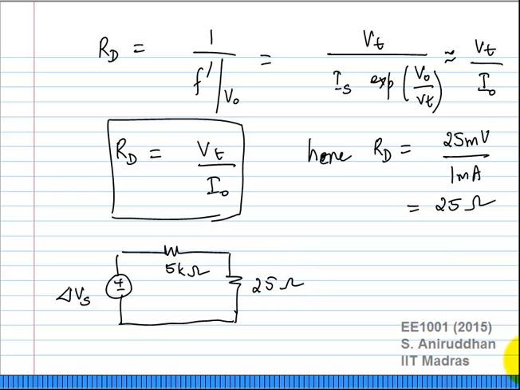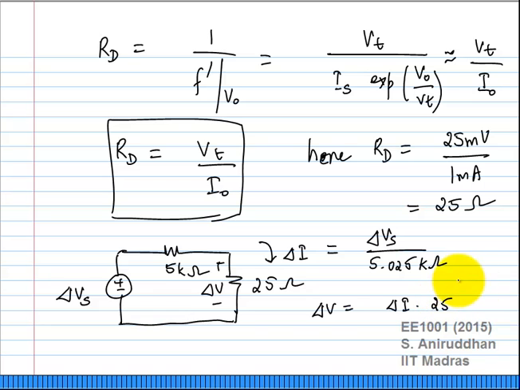Now what I can do, I apply any delta Vs I want to. I can find out delta V and delta I very easily. This is delta I. What is delta I? It is nothing but delta Vs by 5.025 kilo ohms. Right? That is delta I. Delta V is nothing but delta I times 25. Correct? So whatever delta Vs I apply, I can find out delta I and delta V.